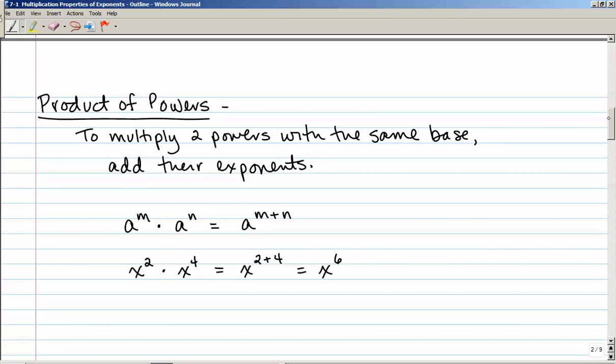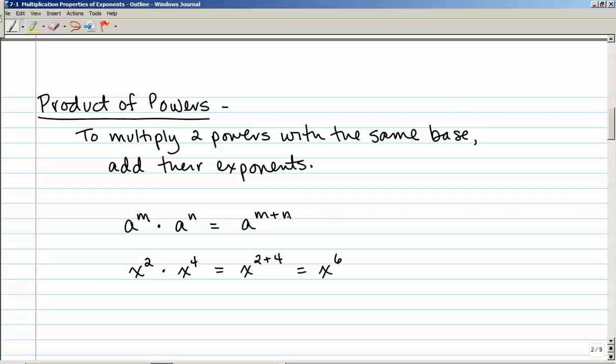So the product of powers says that if you need to multiply two powers that have the same base, add their exponents. The base is the big number that's on the bottom. The exponent is the small number. It's the power it's being raised to. So if they have the same base, just add their exponents. So a raised to the power of m times a raised to the power of n is a raised to the power of m plus n.